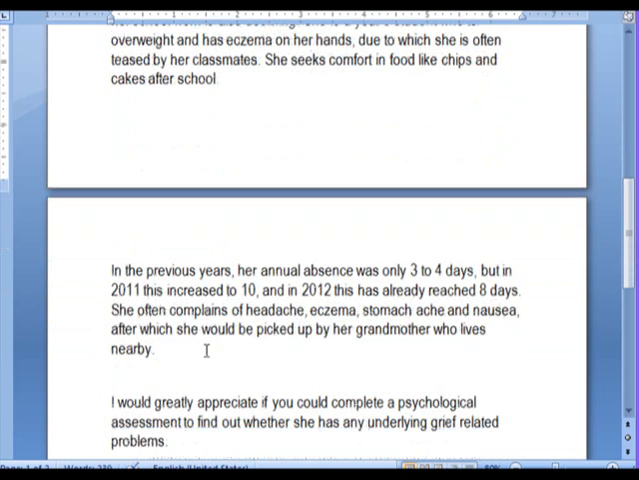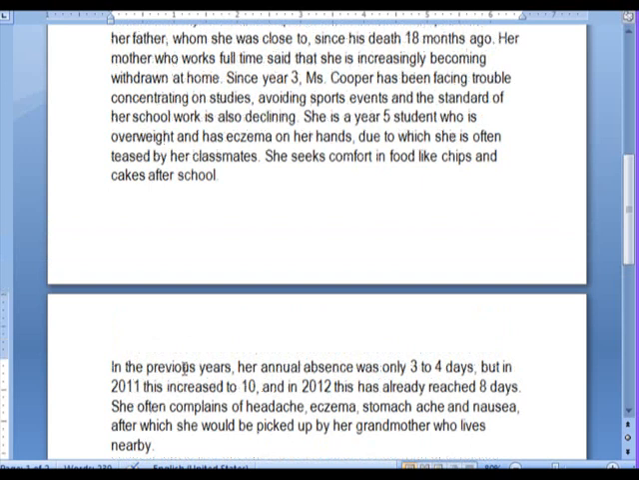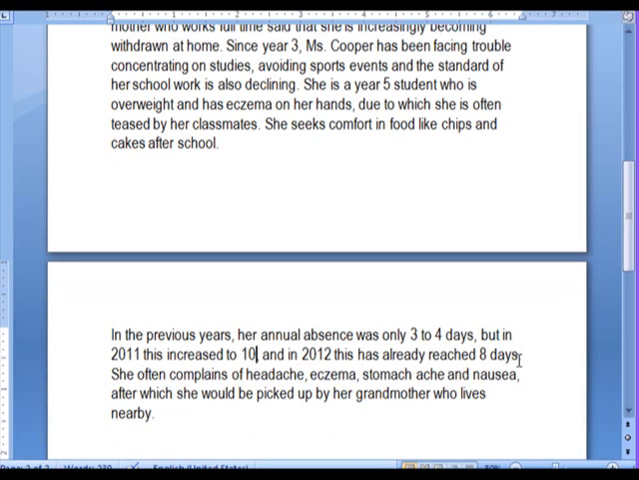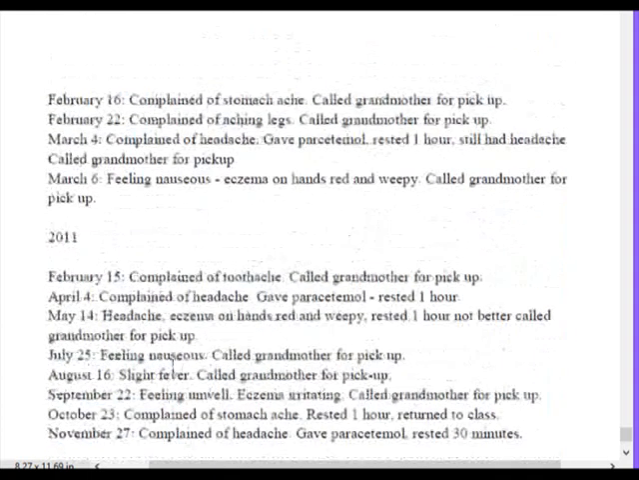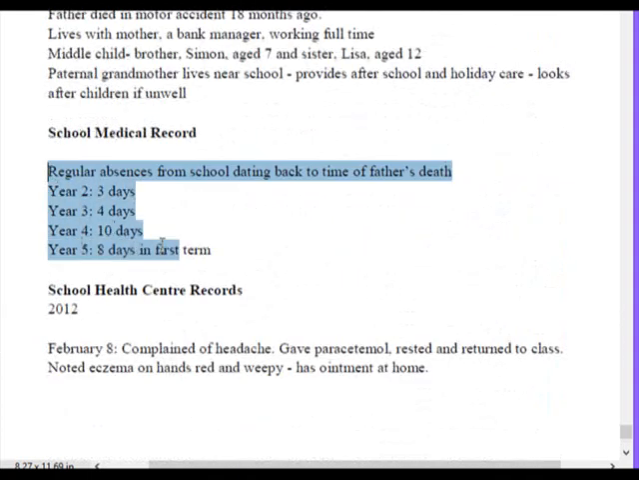And in the next paragraph, what usually happens in the school is what I have covered. In the previous years, her annual absence was only 3 to 4 days. So 3 in one year and 4 in another year. But in 2011, this has increased to 10. And in 2012, this has already reached 8 days. So this is the month of March. So if you look at this case note, you'll see that part here. This is a part which I have elaborated on.